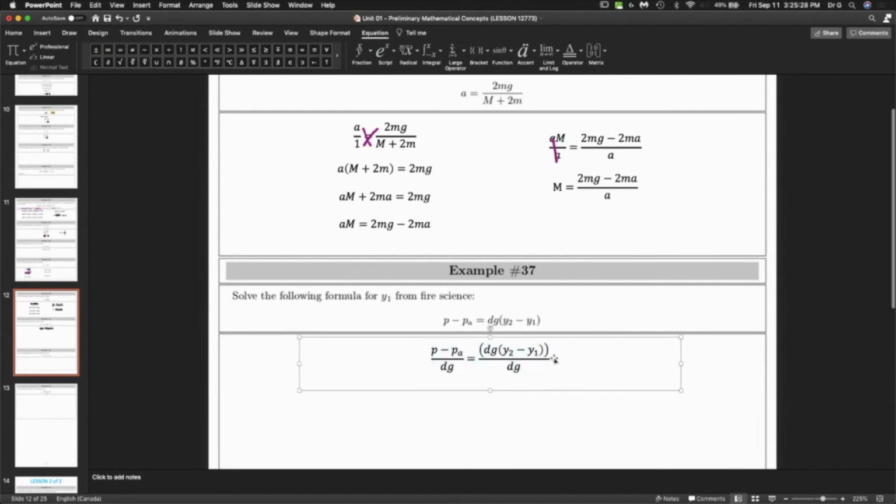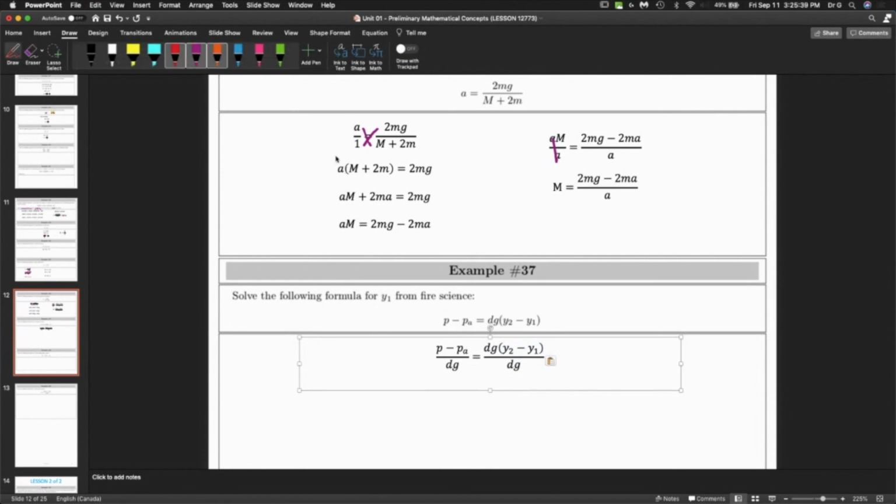And if you do that, then the dg's cancel. So now it's a lot more manageable.